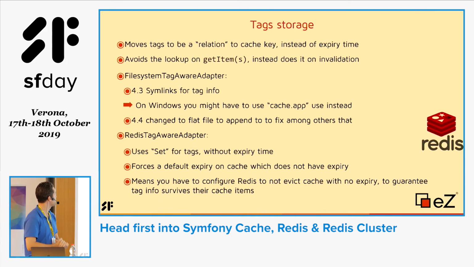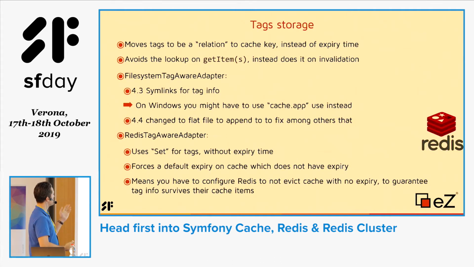So jumping into that, it moves basically the tags to be a relation instead. So instead of using the expiry time that you saw earlier being done as a second lookup to figure out if the cache has been expired, it stores a relation so that it doesn't have to do the extra lookup. So it doesn't have to do two lookups, it can just do one. Instead, it does this lookup on invalidation. So it uses that relational information to figure out what needs to be invalidated when it invalidates something.